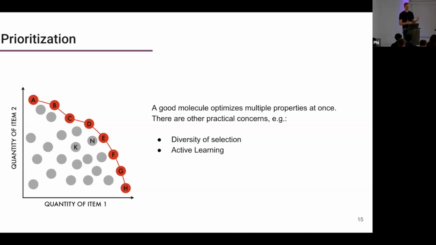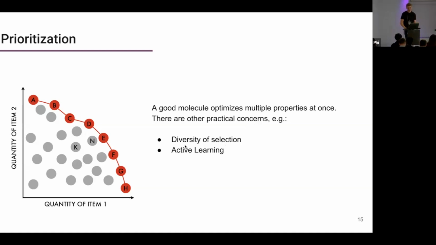What you'll more likely find is what is called the Pareto frontier. So it's this edge in the property space where you cannot improve upon the molecules by simply moving in one direction. So the whole question of prioritization is: is there a way to select molecules that we are optimizing for multiple properties at the same time? But then there's also some practical concerns.